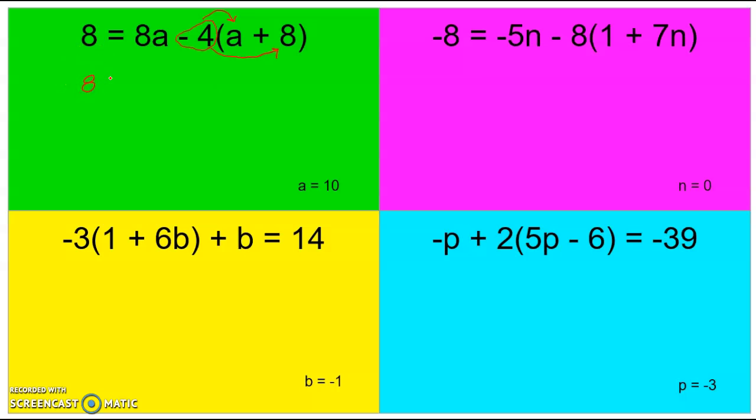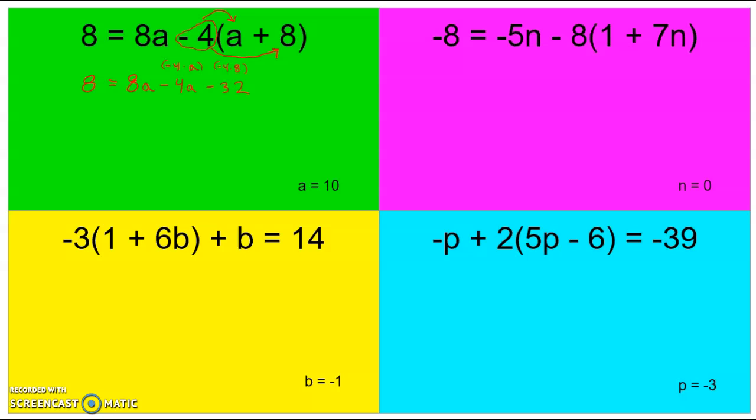So when we rewrite this equation, we have 8 is equal to 8a, and this is negative 4, just write it small, negative 4 times a, just so you see what I did, which is minus 4a, and then we have negative 4 times 8, which is negative 32. Okay, so this is our new equation.